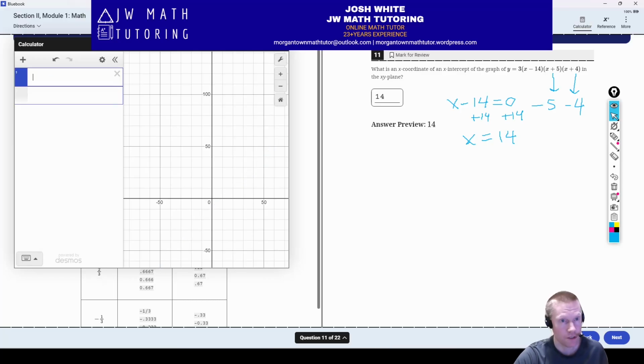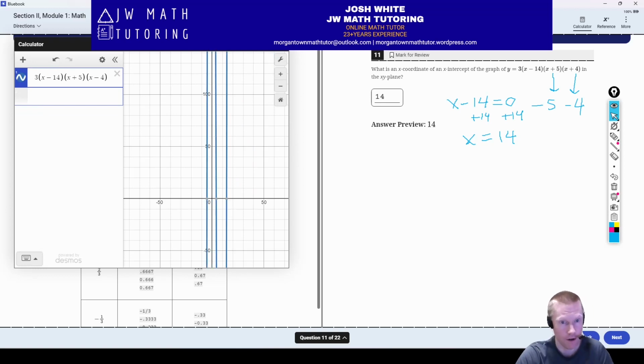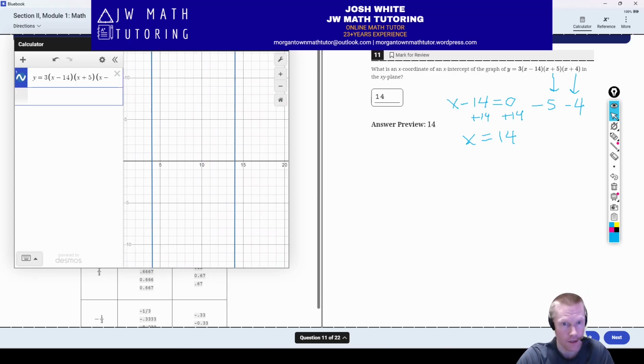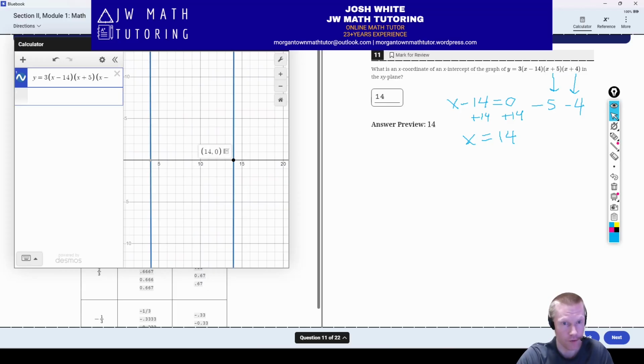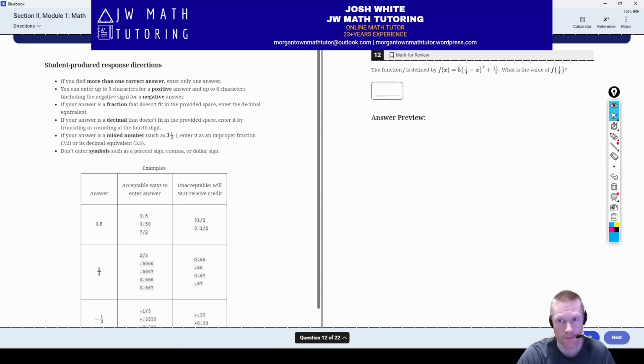And of course, you could just go to Desmos and graph out this function and get the intercepts from there. Here's 4, here's -5, and right over here is 14. Okay, so again, you could get any of those three right from there.